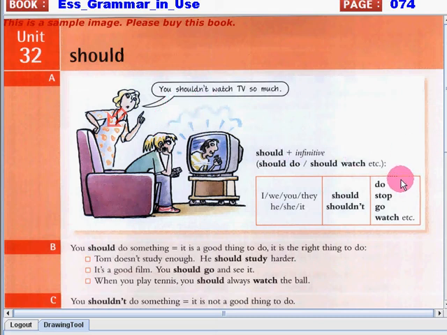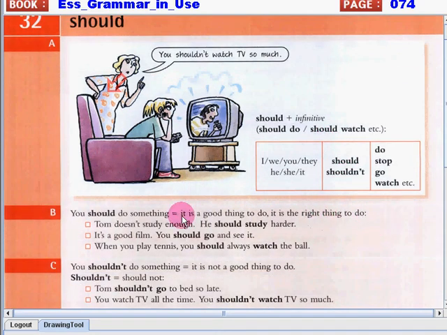Now, this is the structure of making sentences with the word should. As you can see, we have the subject first, our auxiliary verb should, and then our main verb. That's the structure. Let's read the following. I should do. We should stop. You should go. They should go, or they should watch. He shouldn't do. She shouldn't stop. It shouldn't go.